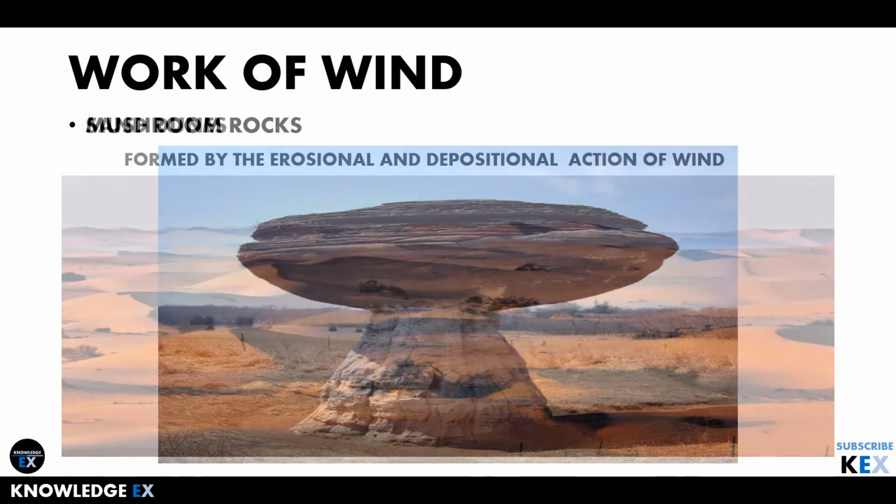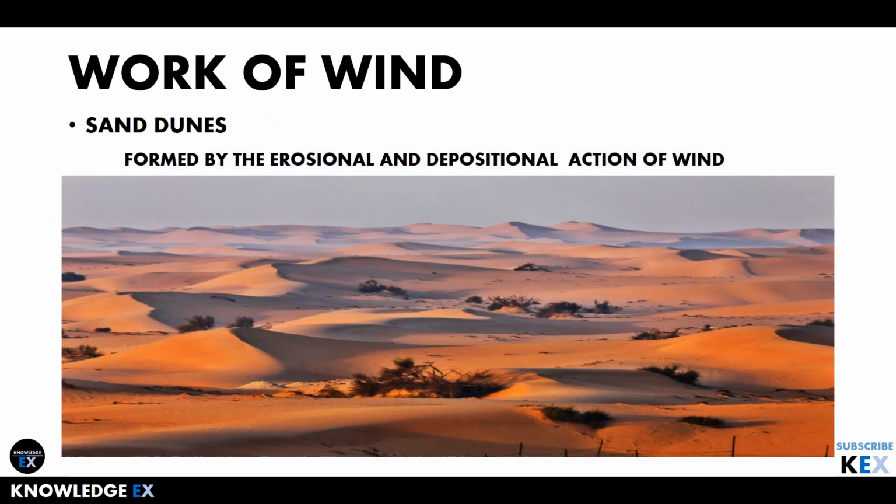Sand dunes are also formed by the erosional and depositional features of the wind. Whenever the wind blows, it carries all the sediments, and whenever the wind stops blowing, it deposits those sediments. And these sand dunes are hill-like structures. They are formed by the erosional and depositional action of the wind.